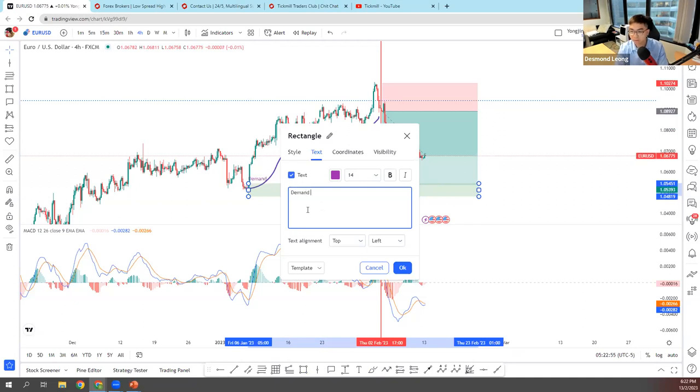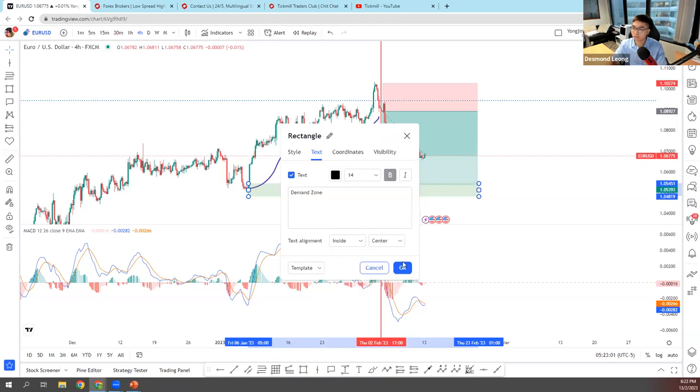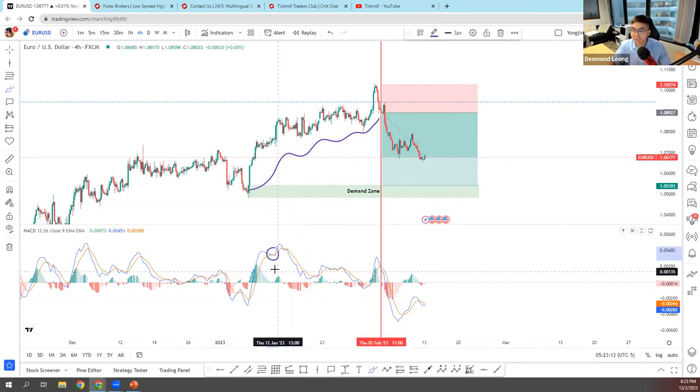So demand zone. Okay, that could be my next take profit area. So yeah, that's just a very, very basic lesson on how to use the MACD. Just looking at the crossover, looking at the histogram, that's all that you are actually focusing on.